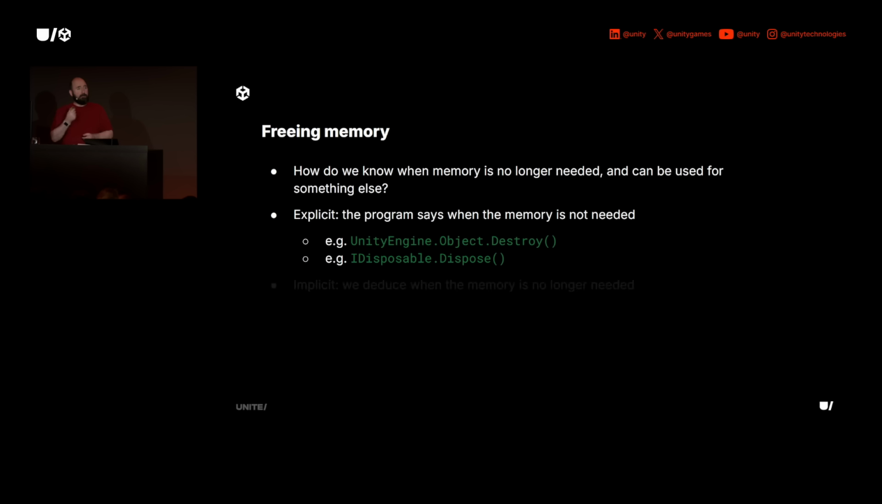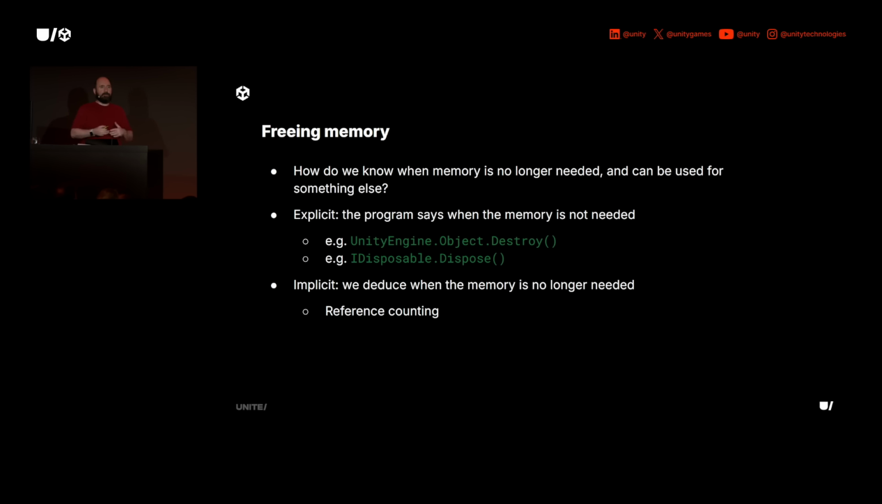Now the other approach is implicit. The program doesn't say when we can free memory, but we figure it out somehow. One example of this is a reference counting approach, where we keep track of how many systems are using a block of memory, and we free the memory when the count reaches 0. However, the approach that I think almost everyone in this room will be more familiar with in Unity is tracing garbage collection, which works on the principle that any memory which is unreachable by your program, which has no variables referencing it, can be freed.